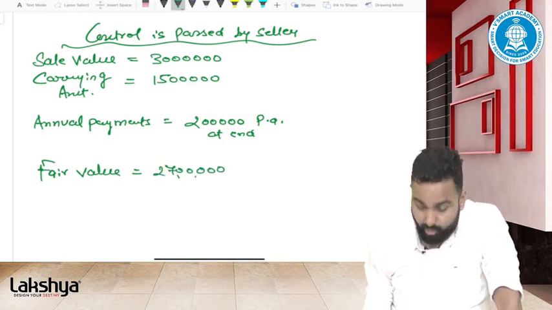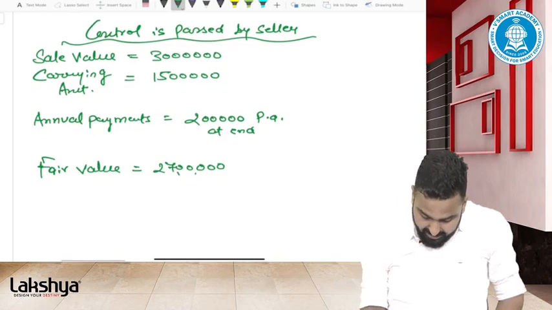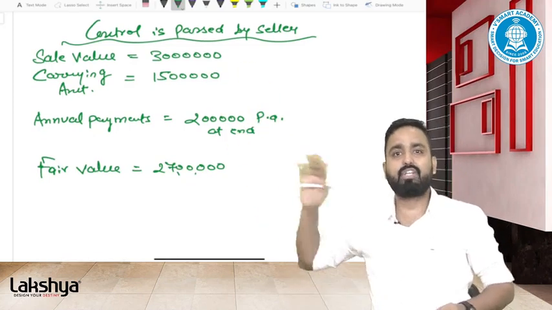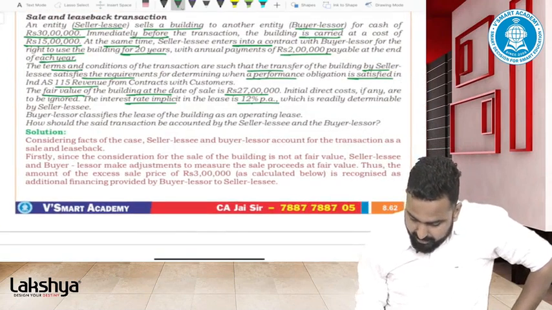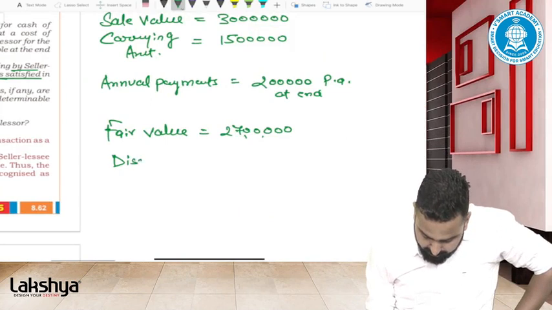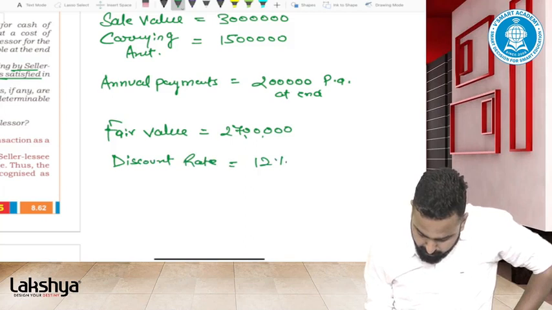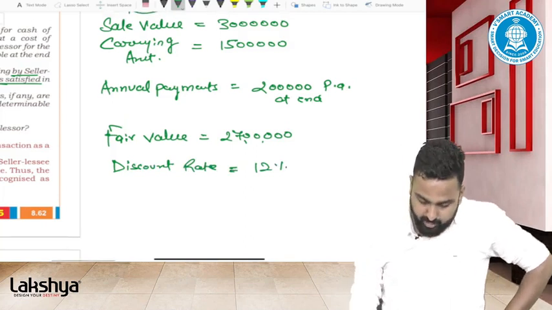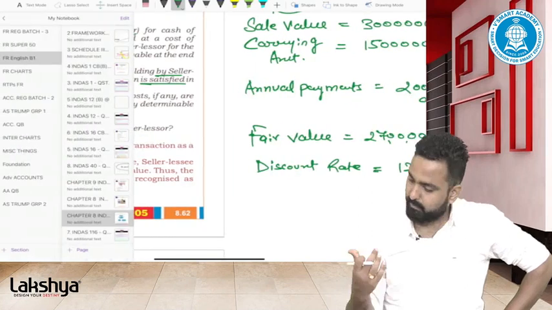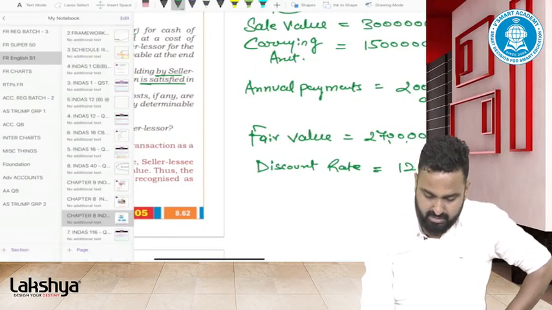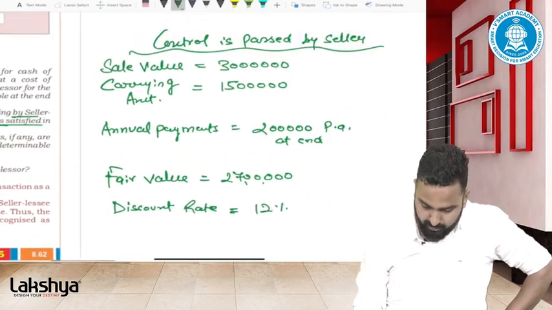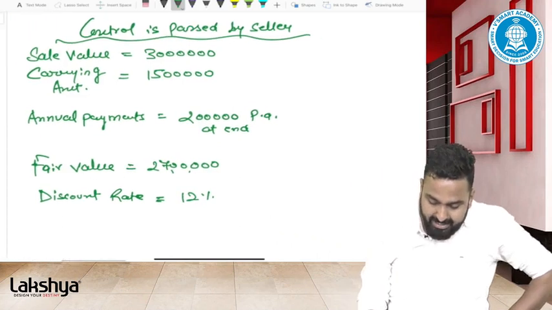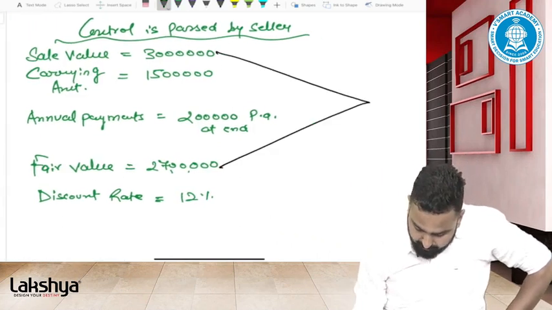Now I told you that I would ask you the question. Now I am asking you what to do. Which situation is this? The implicit rate of interest is 12%. The discount rate is 12%. Now I am asking you, tell me which situation is this?